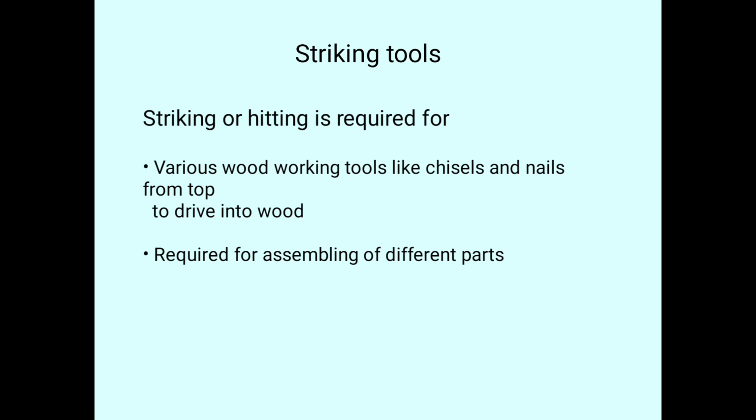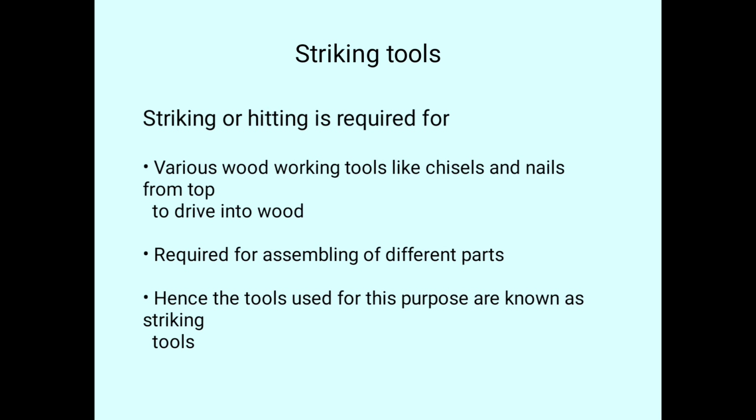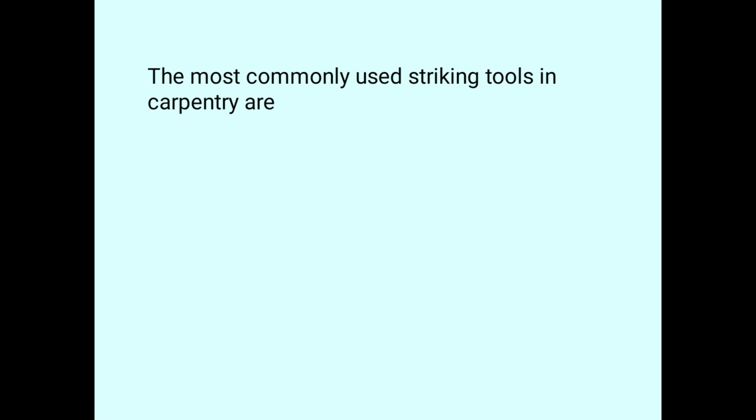Next, the striking tools are required for assembling different parts. The tools used for this purpose are known as striking tools. Whatever tools we use to give a blow on the chisels and nails are known as striking tools or hitting tools, and we can also call them blowing tools.